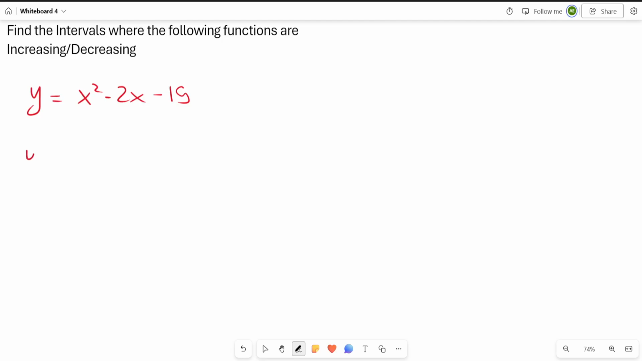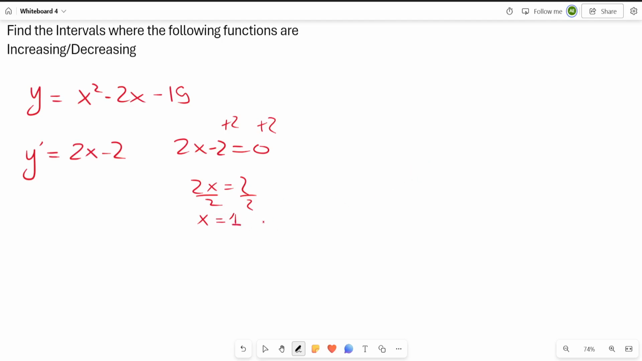Just like last video, the first thing we need to do is get the first derivative. So differentiation of this expression is 2x minus 2. Then we equate this first derivative to 0 to find the x where the turning points are. So we add 2, so 2x equals 2, then divide by 2, x equals 1. So this is the x where I have a turning point, or a gradient of 0, which is neither increasing nor decreasing. It's just 0.